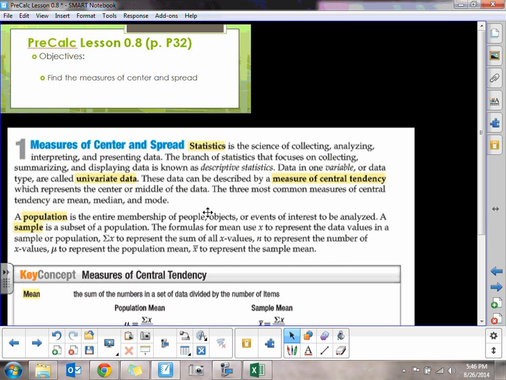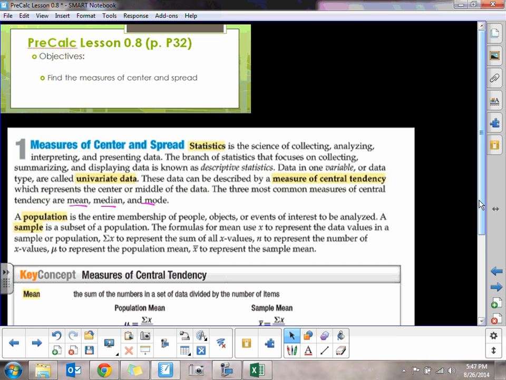These data can be described by a measure of central tendency, which represents the center or the middle of the data. It's simply one number that represents the set of data, the one number that represents the best description of the middle. The three most common measures of central tendency you'll be well familiar with are mean, median, and mode, and these are fairly easy to remember and to do.